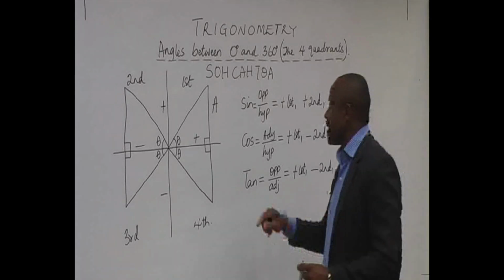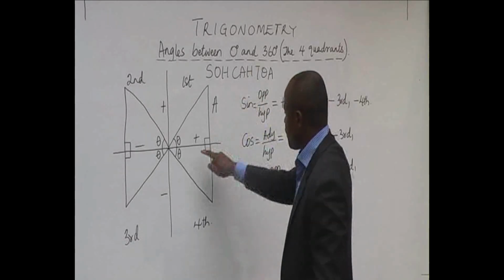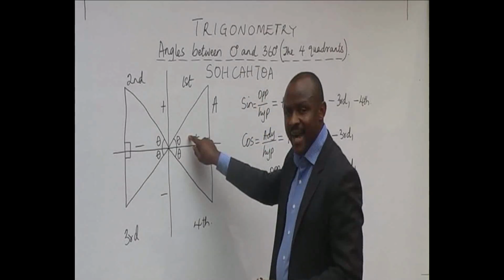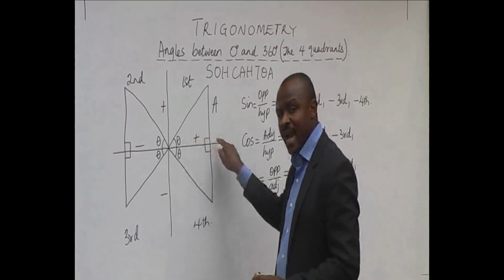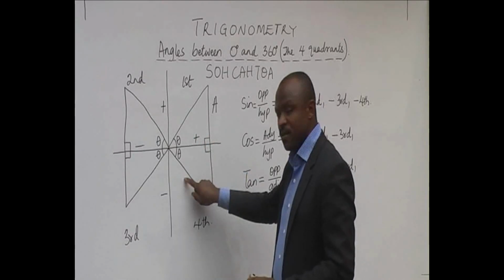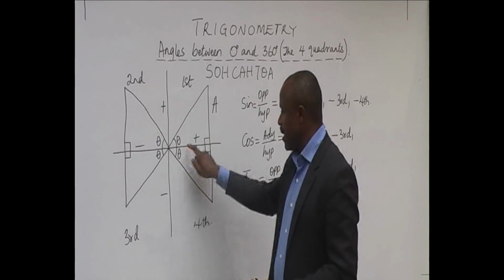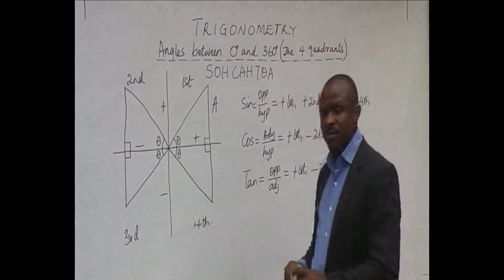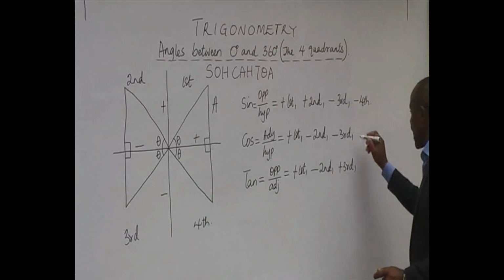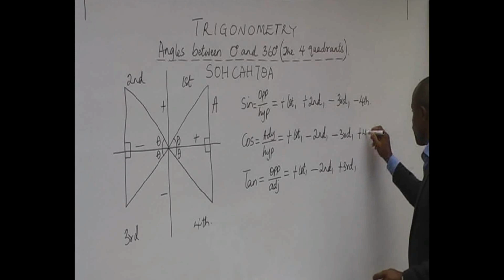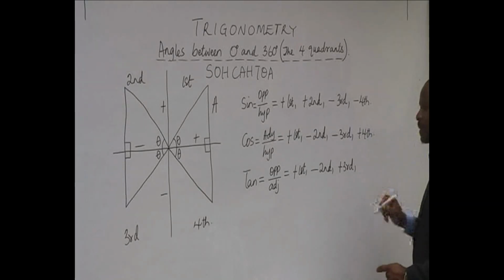Let's find cosine. Adjacent over hypotenuse. Adjacent, the positive side of the x-axis, over hypotenuse, which is always positive. Positive dividing positive will give you positive. That means cosine is positive on the fourth quadrant.